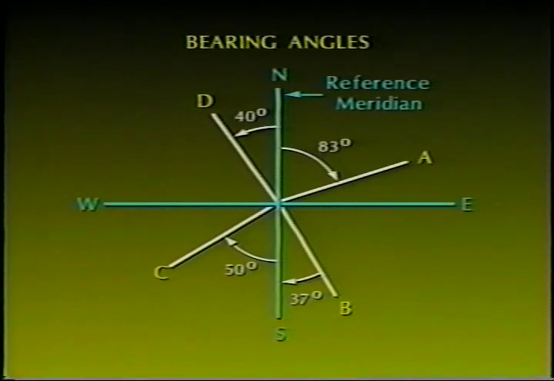Bearings represent one system for designating the directions for lines by means of an angle and quadrant letters. The bearing angle of a line is the acute horizontal angle between a reference meridian and the line. Meridians are the north-south reference line from which the bearing angle is determined. There are several types of meridians.